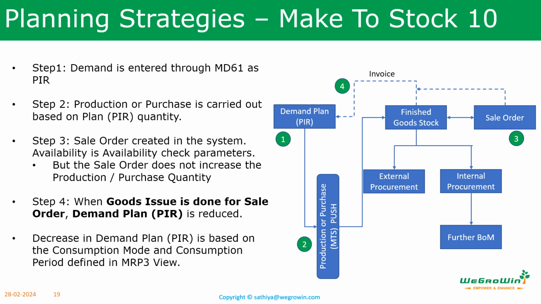When the goods issue is done for the sale order, demand plan is reduced as a fourth step. So here the decrease in the demand is based on the consumption mode and the consumption period defined in MRP3 View. We will discuss this in a later session.